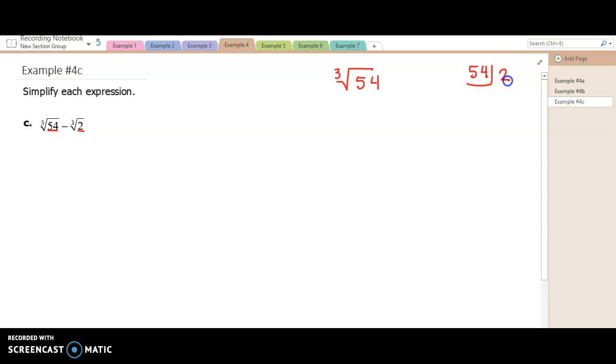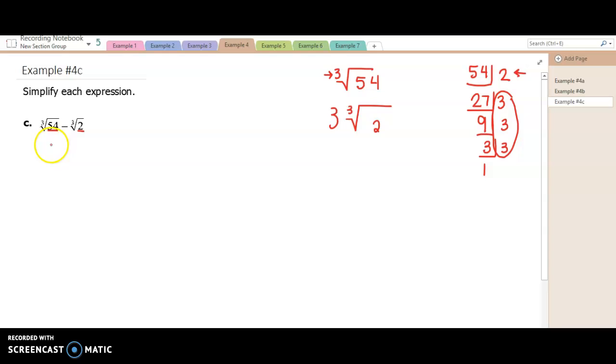So we know 2 goes into it 27 times. We know 3 goes into it 9 times. 3 goes into 9 3 times. 3 goes into 3 once. Okay, we're to the third root, so we want groups of 3, so 3. So this simplifies to just 3 on the outside, cubed root of, we have a leftover 2, so 2.